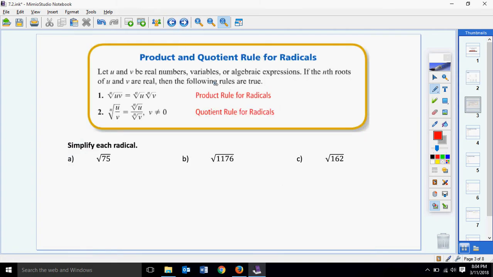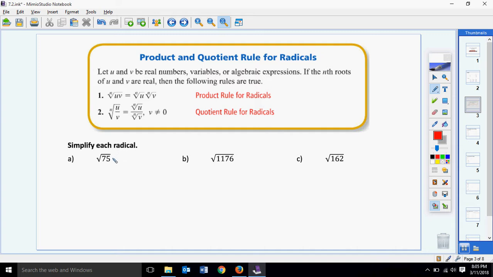So let's start off with the product and quotient rule. If we have the square root of two numbers being multiplied, or two expressions being multiplied, then we can break it up into the nth root of one of your products and the nth root of the other product. Same goes for quotients. So if you have a fraction underneath the radical, you can split your radical up into the top and the bottom of your fraction. Let's start by simplifying these radicals.